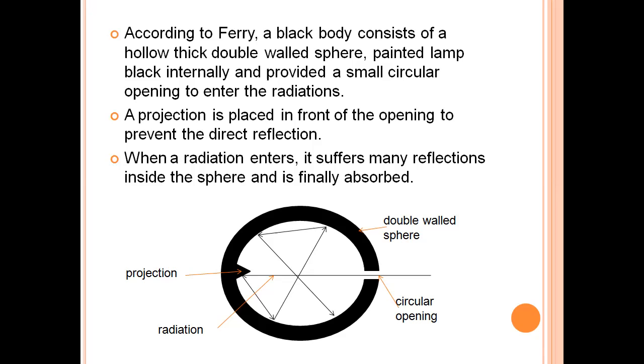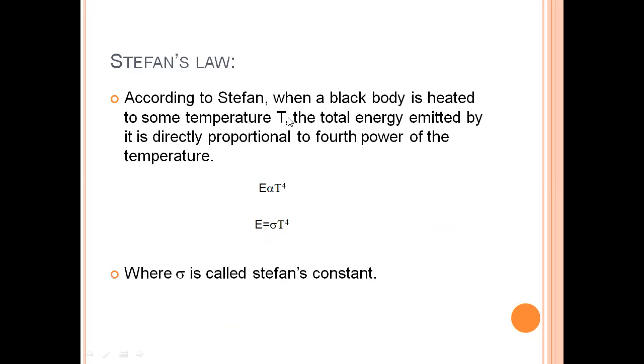When this black body is heated to a certain temperature T, according to Stefan, the black body emits a total energy which is directly proportional to the fourth power of the temperature to which it was heated. E is proportional to T power 4. When you remove the proportionality, we have to place one constant, called Stefan's constant, represented by the letter sigma. Hence, E equals sigma T power 4 is called Stefan's law.